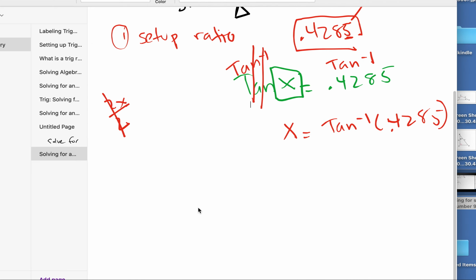In angles, they tend to round to the nearest whole number, so it would be 23 degrees. Hopefully that helps a bit.